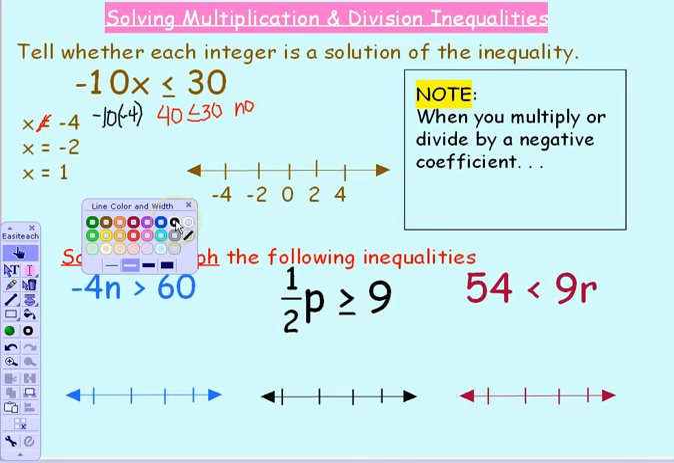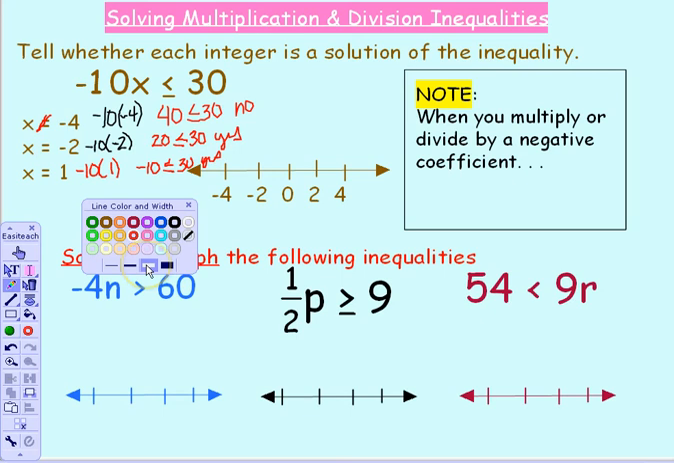Let's do the same thing. This time we'll put in negative 10 times negative 2. Negative 10 times negative 2 is 20. Is 20 less than or equal to 30? Yes. So x equals negative 2 would work as a solution for this inequality. Next we're going to test positive 1. Negative 10 times 1 is negative 10. Negative 10 is less than or equal to 30.